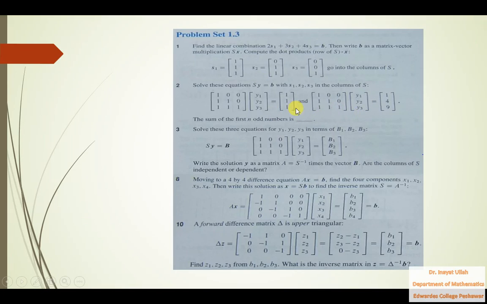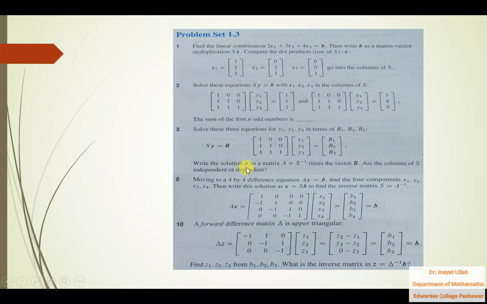So these are actually two equations, and from that, the sum of the first n odd numbers is n squared, as in the previous example. Solve the system of equations for y1, y2, y3 in terms of b1, b2, b3. You need to find the values of y1, y2, y3 by multiplying these two matrices, taking the dot product of rows with this column, and then find y1, y2, y3 in terms of b1, b2, b3.